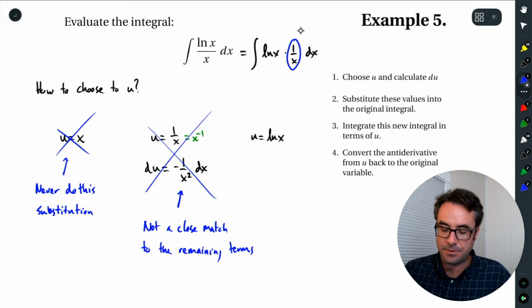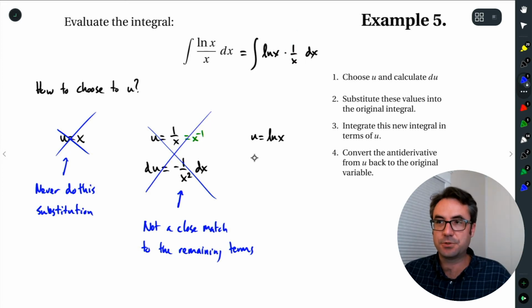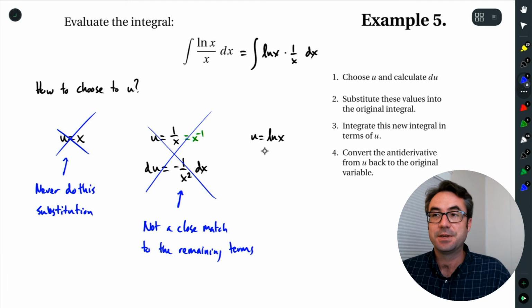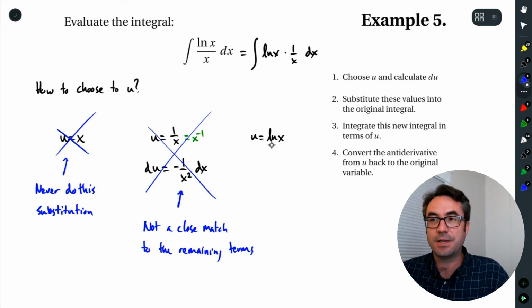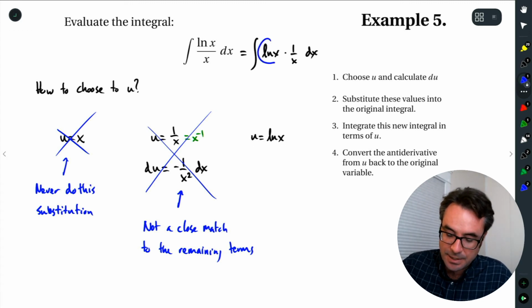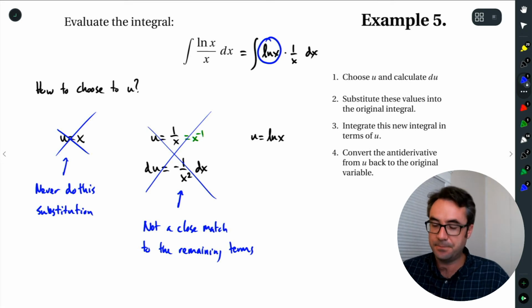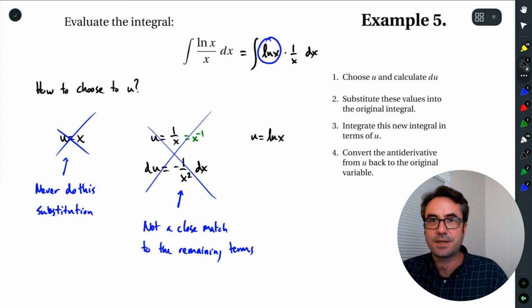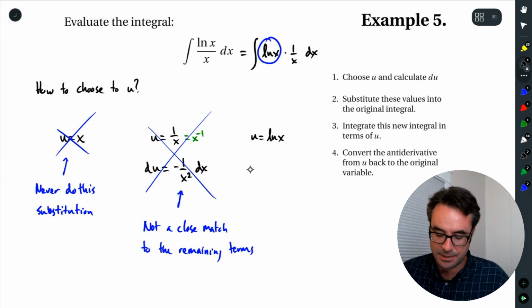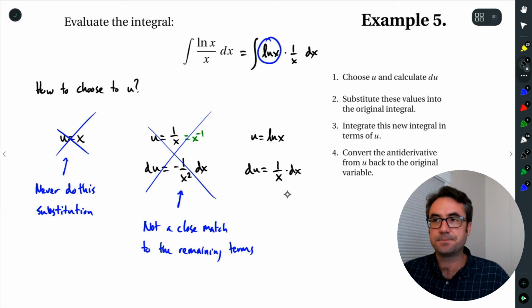All right, so we have one more obvious choice here. So let's see what happens. We're going to let u equal natural log x. So we're going to let u equal the natural log term this time. And we can see if it really looks like it's going to work once we calculate the differential. So we're going to calculate du. What's the derivative of natural log x? Well, that's 1 over x. And then we multiply by dx. And so this is our differential.